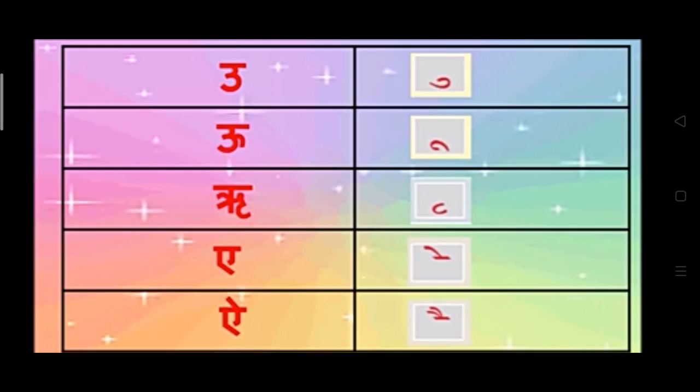Next, I ki matra. Same like A ki matra. We are writing a sleeping line above one slanting line. I ki matra, how are we writing? That sleeping line above two slanting lines. That is I ki matra. Okay, first U ki matra, under the letter we are writing U ki matra, then R ki matra, A ki matra, then I ki matra. Okay, we will see the examples, that time you can clearly understand.